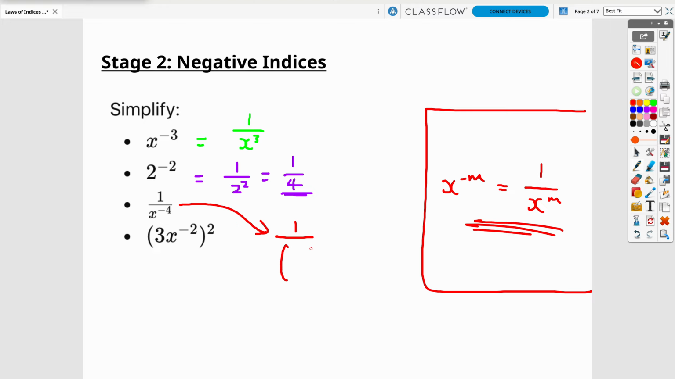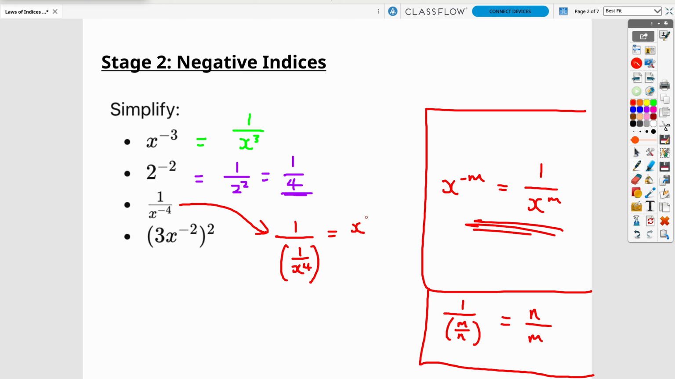So I can put in brackets here 1 over x to the power of 4. And then you really need to know what to do next. I have a nice rule for you down here: if you have 1 over some kind of fraction, what that actually does is it just flips the fraction. That's quite a handy thing to remember, because now we can write this as x to the power of 4 over 1. And if you divide anything by 1, it is just itself, so that's just x to the power of 4.